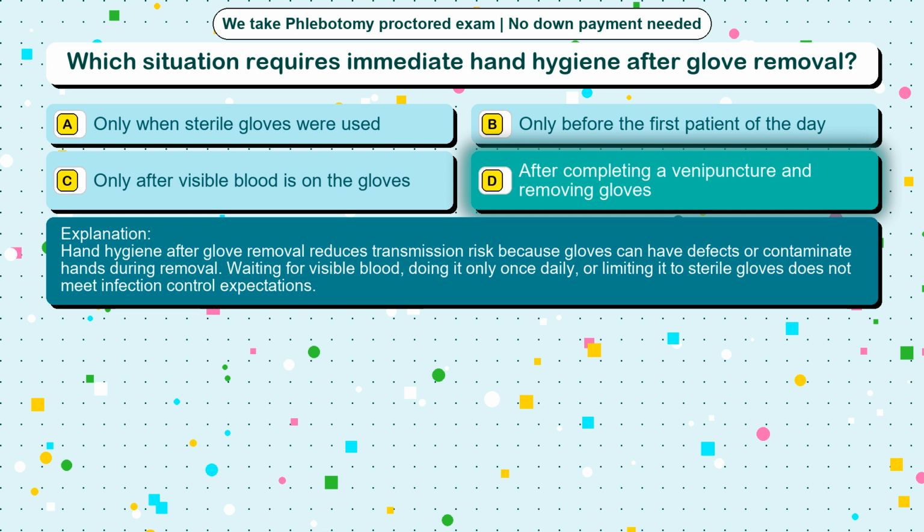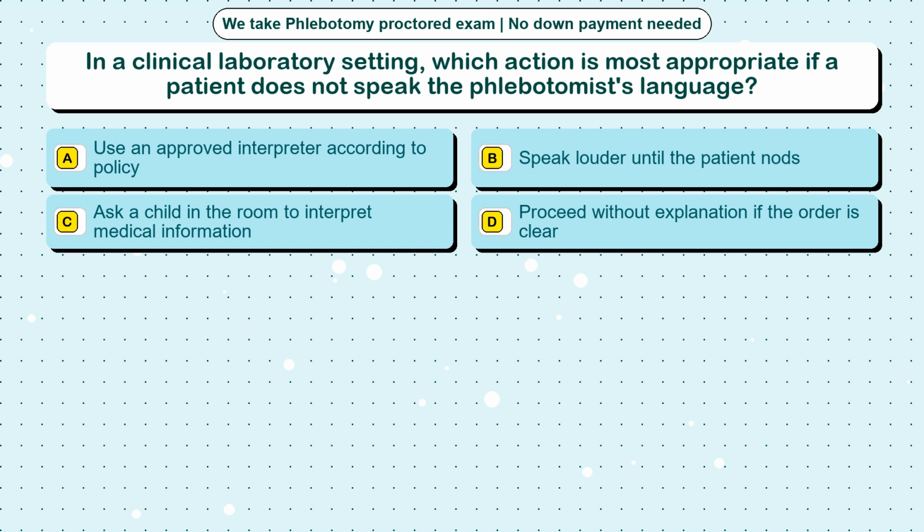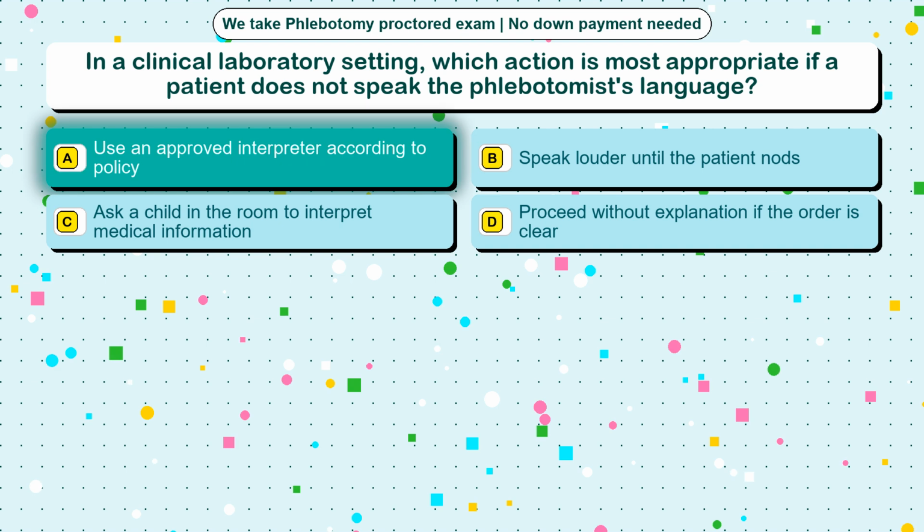Question 50. In a clinical laboratory setting, which action is most appropriate if a patient does not speak the phlebotomist's language? Option A, use an approved interpreter according to policy. Option B, speak louder until the patient nods. Option C, ask a child in the room to interpret medical information. Option D, proceed without explanation if the order is clear. The correct answer is option A, use an approved interpreter according to policy.